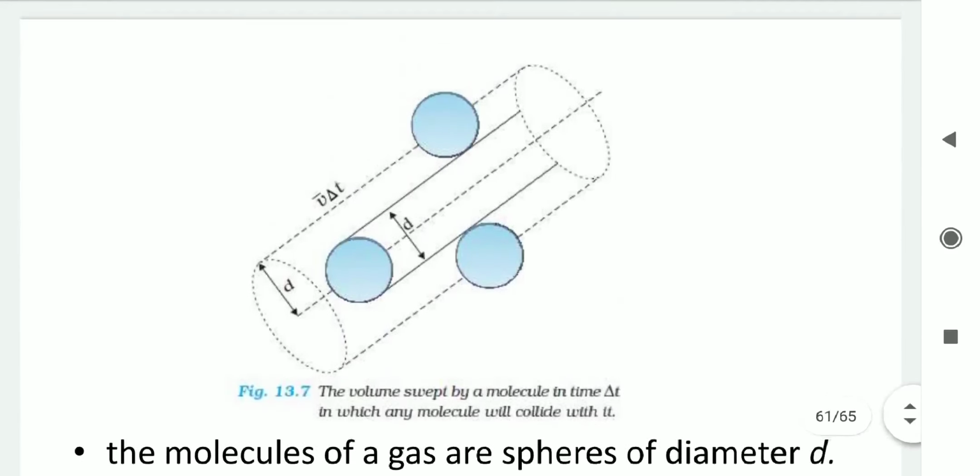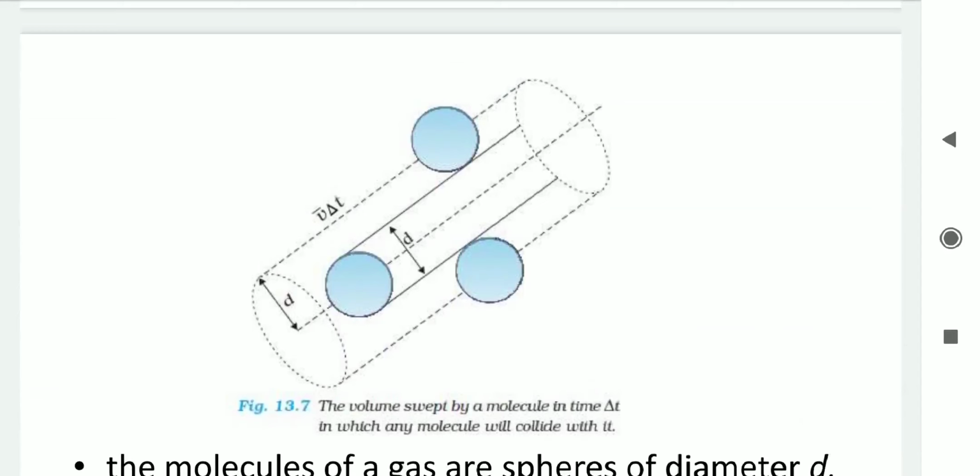Here these gas molecules are in the shape of spheres having a diameter d, and their average speed is v. So while they collide, when a molecule comes within a distance d between their centers, it sweeps a volume pi d square v into delta t. If n molecules are available per unit volume, then the number of molecules is n pi d square v delta t. This is the number of collisions in the time duration delta t.